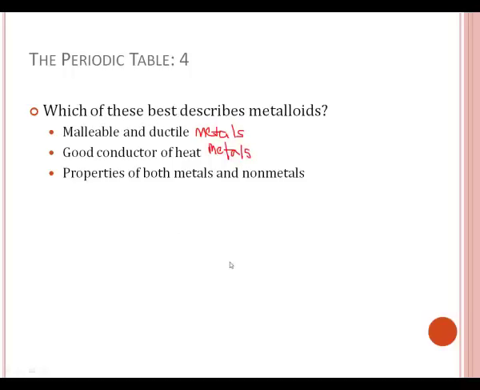Now, if we look at the last option, it has properties of both metals and nonmetals. And that's exactly what a metalloid is. It's something that's got properties of both. It's sort of in between. So the correct answer for this one is going to be the bottom, properties of both metals and nonmetals.